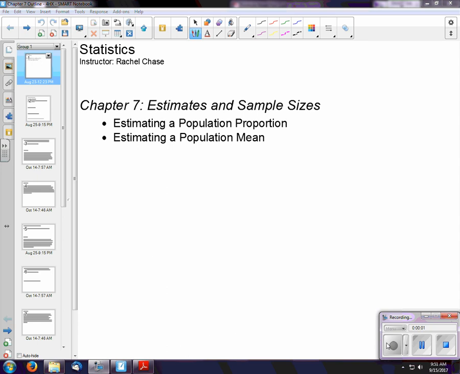Hi there, Rachel Chase here, and in this video we will explore estimates and sample sizes, specifically how we can use confidence intervals to estimate information about a population. Before we begin, let's talk about the big picture.